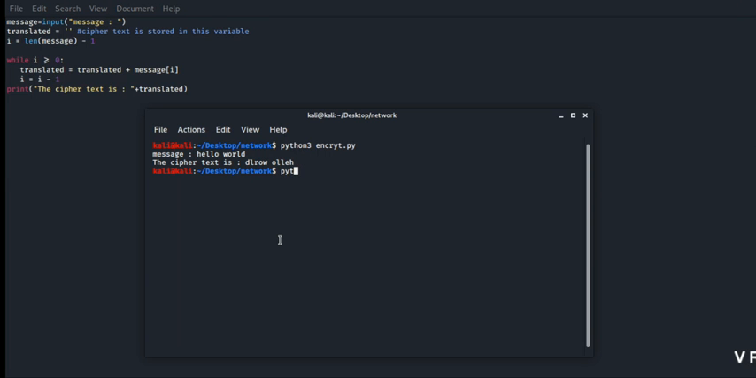I am running this program: python3 encrypt.py, enter. It is asking to input the text. I am giving the text hello world. After that, it will convert it into ciphertext, which is in unreadable format. It means a person cannot read the text. DLROW OLLEH, what is that? A person can read it, but he cannot understand what text a sender wants to send to the receiver.